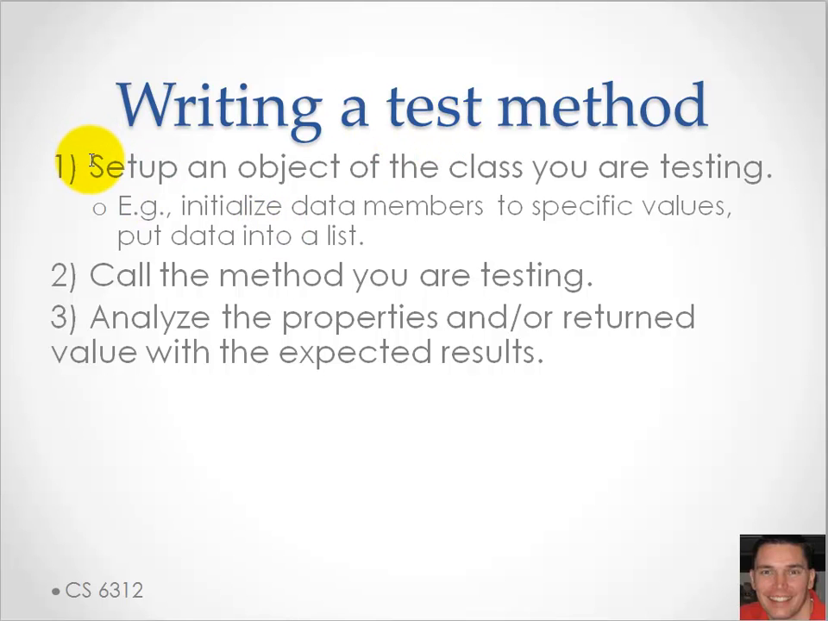Writing a test method. There are 3 basic steps here. One, we need to set up an object of the class that we're going to test. This is where we initialize the data members and put in the specific scenario that we're going to be testing. Then we call the method that we are testing, and then we analyze the results and compare them with what we expect to see if they're correct.